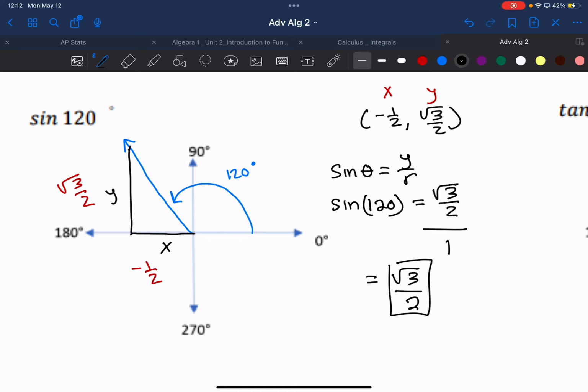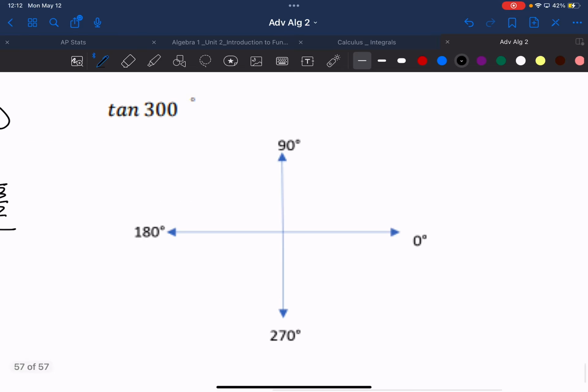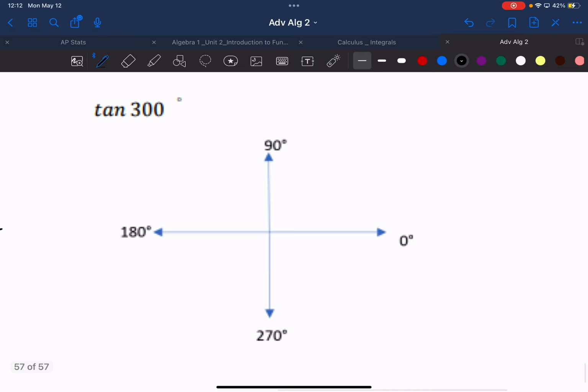Okay, let's look at number 2. Number 2 wants us to find tangent of 300 degrees. So looking at your unit circle, which quadrant is 300 degrees? The 4th quadrant. Good. So I am going to draw that line that's in the 4th quadrant, which is down here. And I know that starting from standard position, going all the way to that line is my 300 degrees.